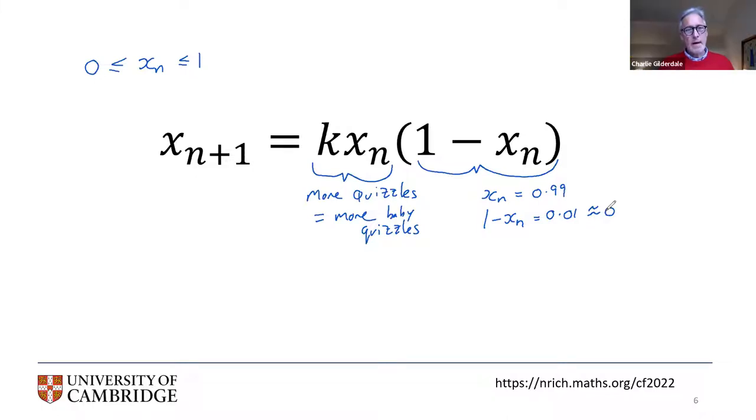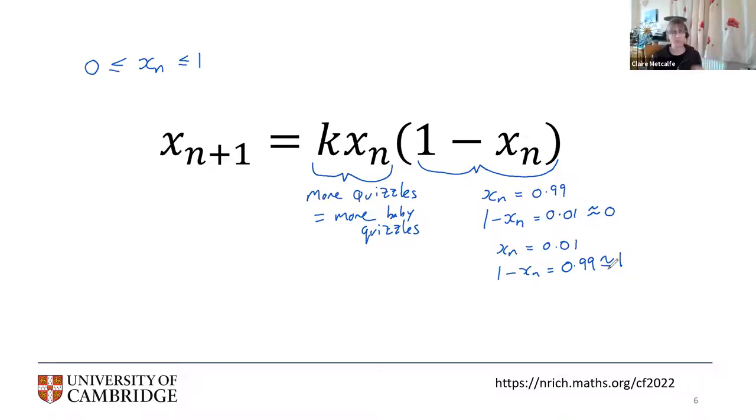Yes. But if Xn is very small, then all of a sudden, 1 minus Xn will be close to 1. And so that won't impede the growth of the quizzle population. So there'll be lots of space and more space, yeah. More food.